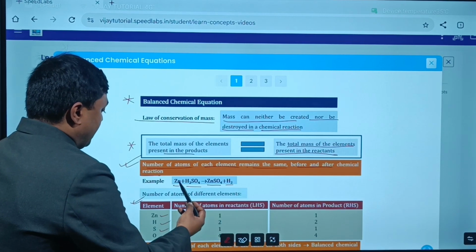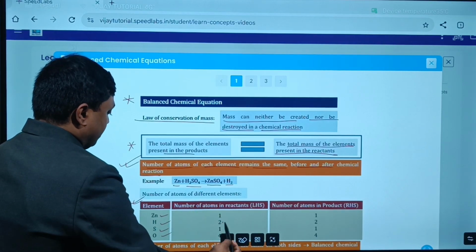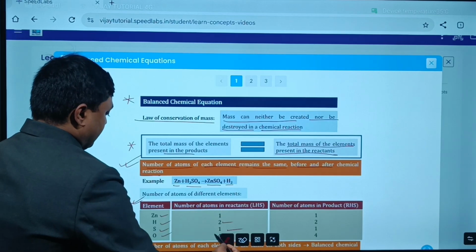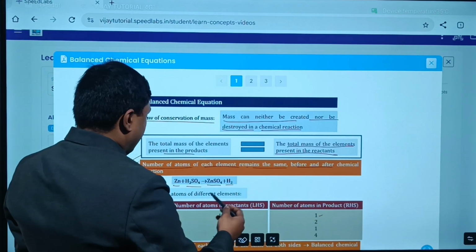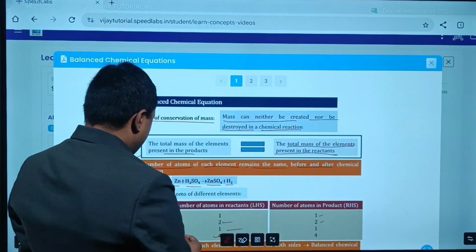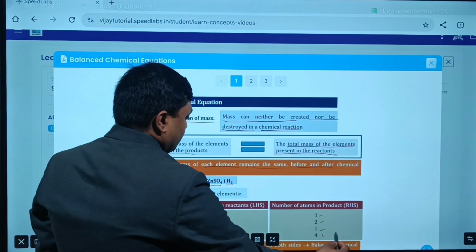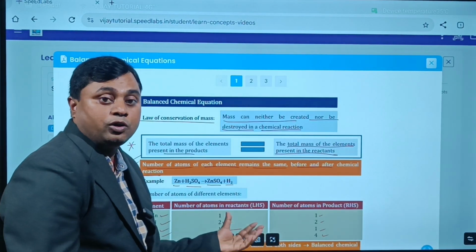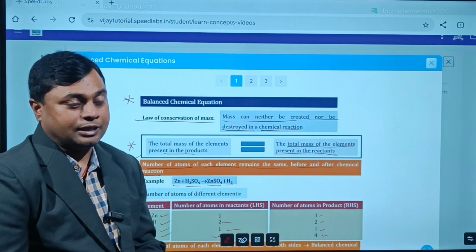On the left hand side, how many atoms of zinc are there? You can see 1. Hydrogen, 2 atoms. Sulfur, 1 atom. Oxygen, 4 atoms. On the right hand side, zinc 1, hydrogen we can see 2, sulfur 1, and oxygen we can see 4. So as you can see clearly, the number of atoms of each element on the LHS and RHS are the same. So it is a balanced chemical equation.